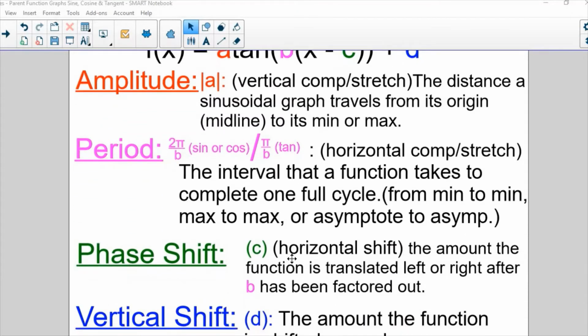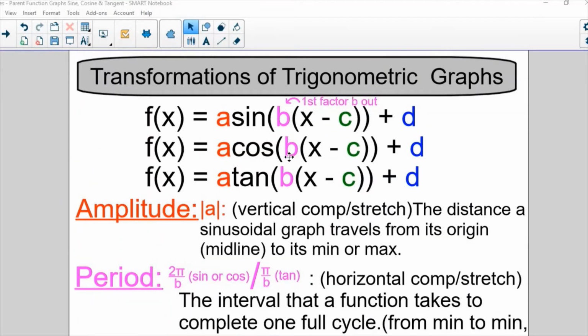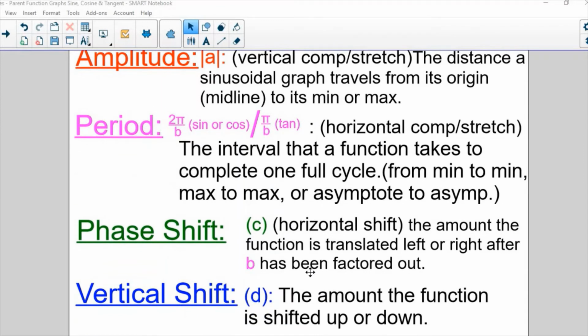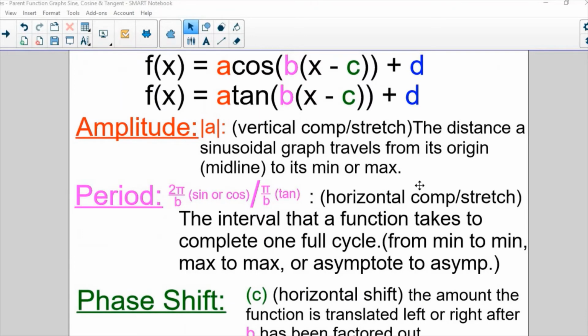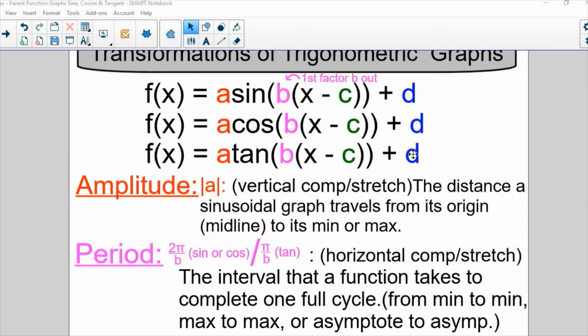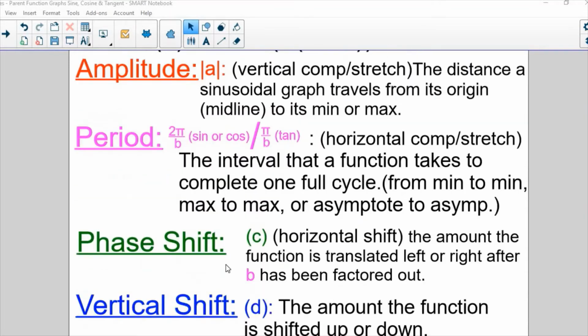The phase shift is formally known in Algebra 2 as the horizontal shift. It is c. It is the amount the function is translated left or right once b has been factored out. Earlier mentioned here, you have to factor that b out. It is always a GCF, so it's an easy kind of factoring. The vertical shift, which is D, that would have been called K in Algebra 2 for some people, is just the amount the function is shifted up or down. Keep in mind, there's nothing weird going on with D. What you see is what you get. C, however, formerly known as H, is negative. So it's actually opposite of what you see, which we'll look at in the examples.